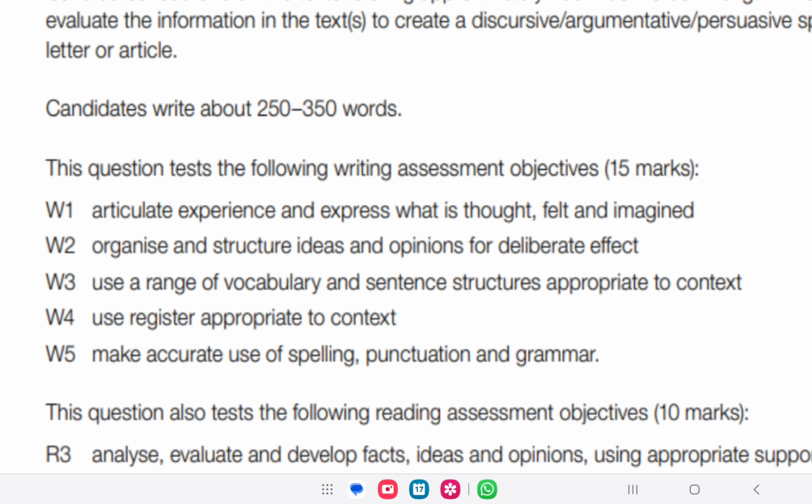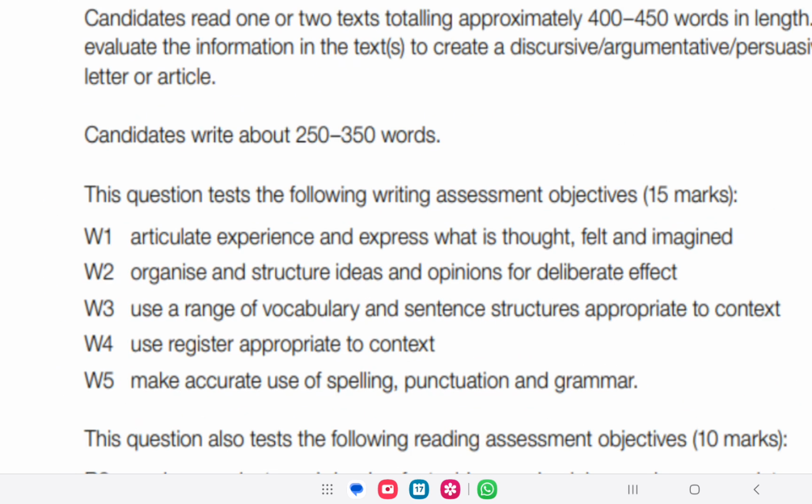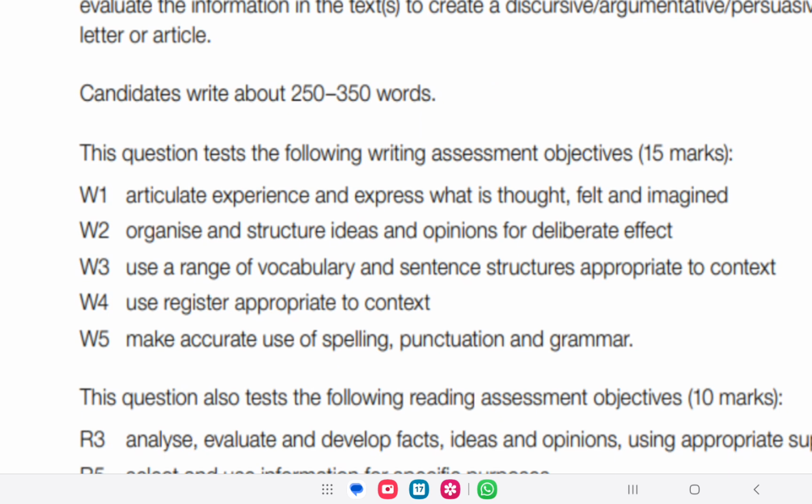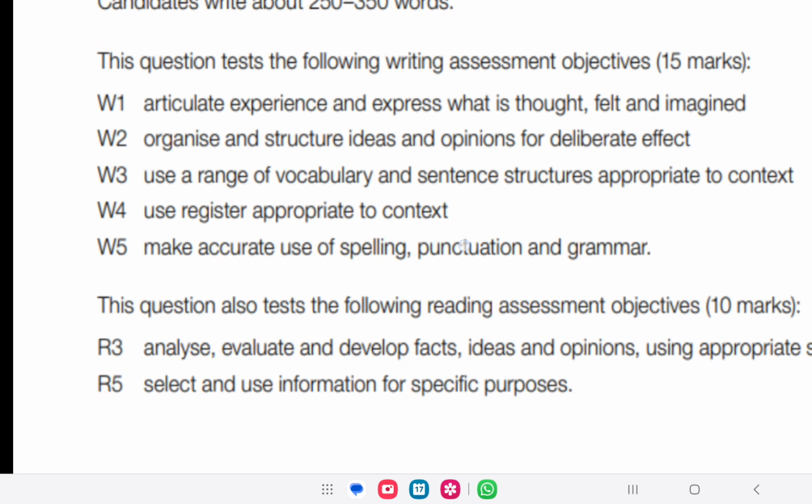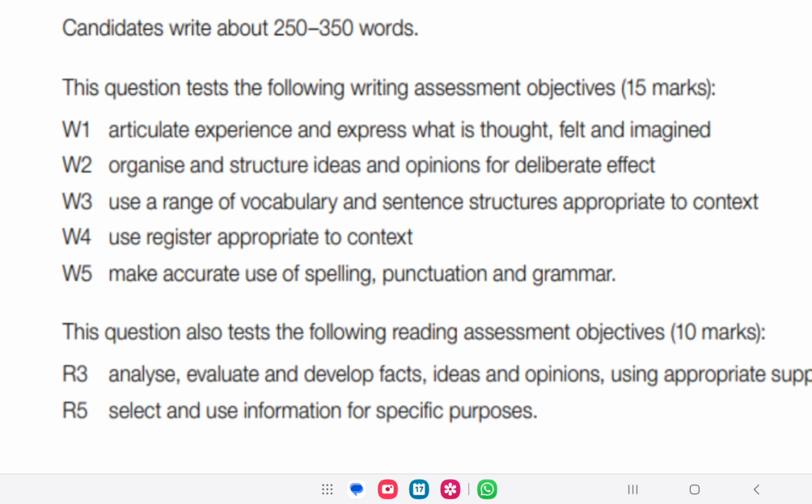Candidates write about 250 to 350 words. That is your word limit for your directed writing task, 250 to 350 words. Now what is the assessment, what is the detail of assessment objectives for the directed writing task?